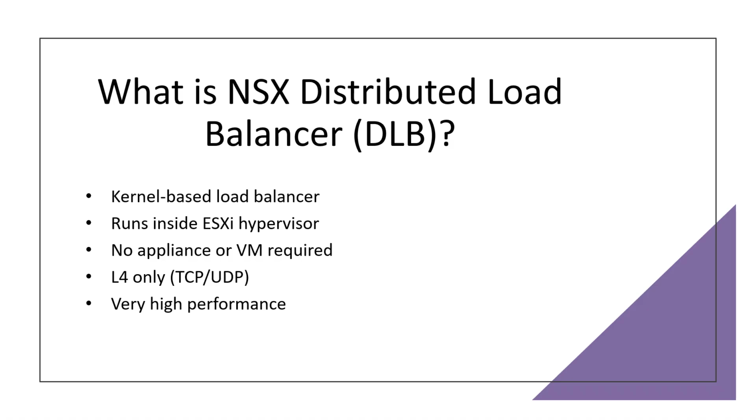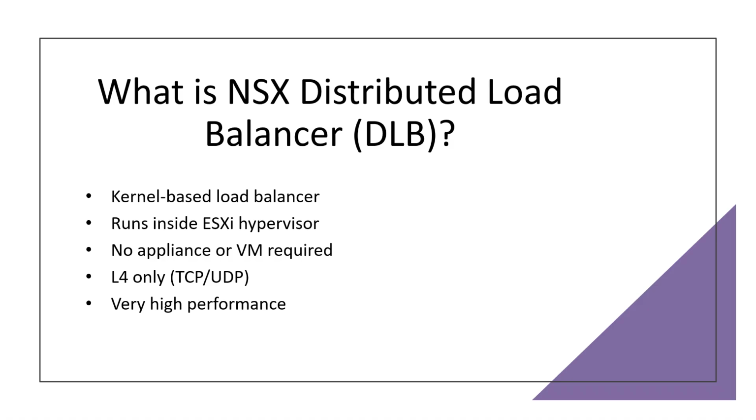This works very closely to the virtual machine because it runs inside the ESXi kernel. Traffic does not need to go to any external device or edge node. Load balancing happens inside the ESXi host, near the virtual machine VNIC. That is why DLB performance is very high and the latency is very low, because it's very close to the VM. I'll show you some topology diagrams so that you can understand where exactly it interacts with the VM.